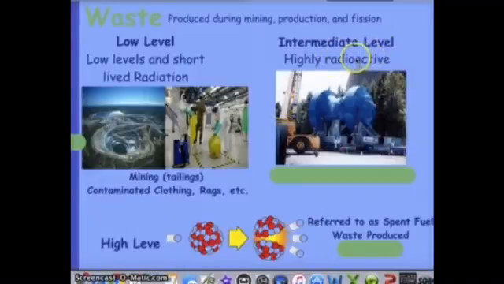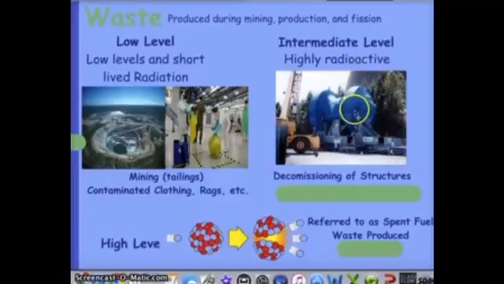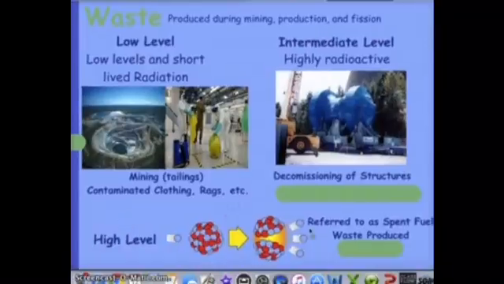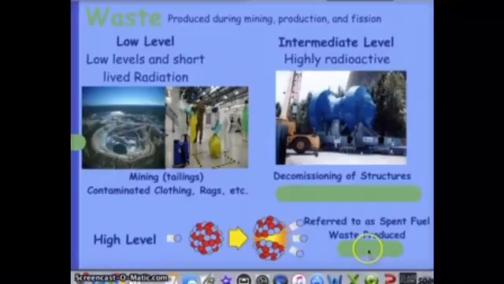Then you move into intermediate, which is actually highly radioactive. This is a picture of the reactor core. So anytime there's going to be decommissioning of structures, they're going to be considered intermediate level or high level radioactive waste. So they are highly radioactive. But the only one that's considered high level, and there should be an L here, there it is, is any part of the fission reaction. They call it spent fuel.